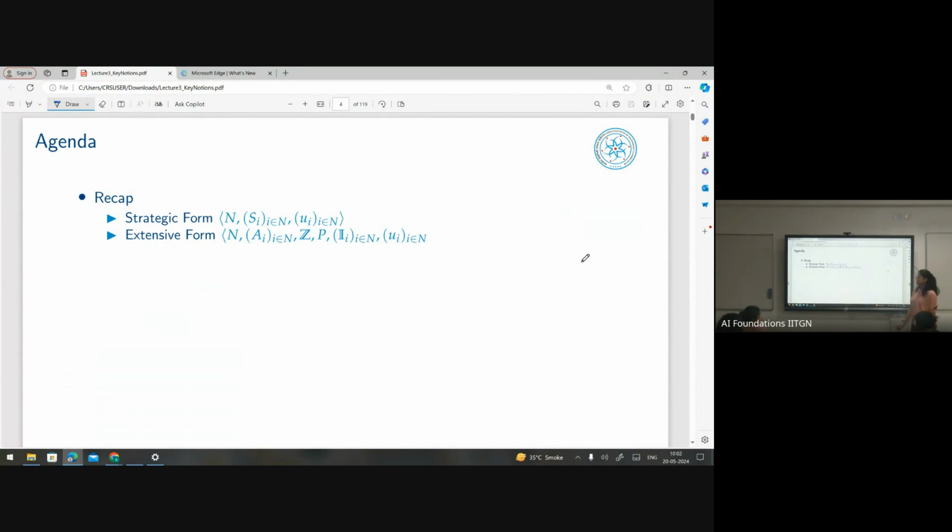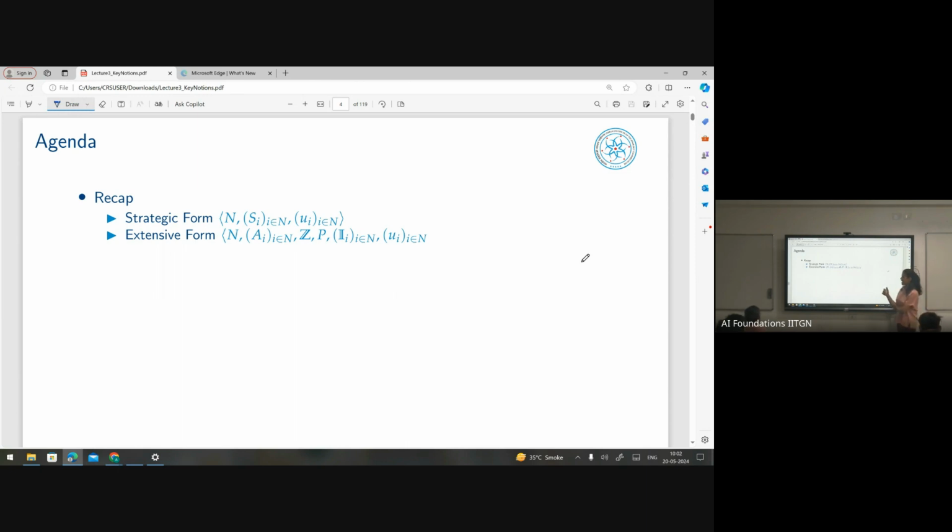So in strategic form, what we saw was there were three things to represent the tuple: the number of agents, the strategy set or the actions for each of these agents, and the utilities or payoffs for each of the agents. In the extensive form, what we saw was it's a more elegant way to represent dynamic games wherein agents keep coming to the system and interacting with the system.